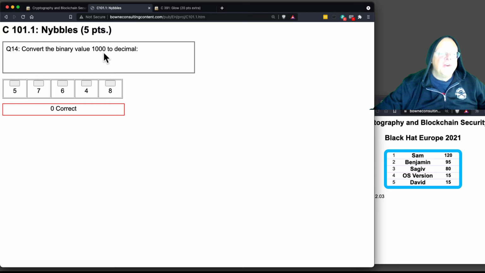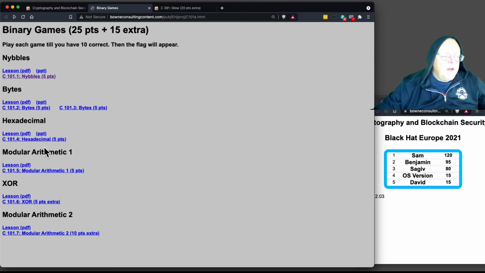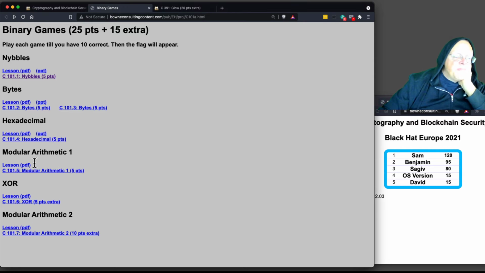This is 1, 0, 0, 0, so this is the number of 1s, number of 2s, number of 4s, and number of 8s. So that's an 8, no 4, 2, and 1, so that's 8. And that's 0. And after you get, I think, 5 or 10 in a row correct, then you see a flag. So that's how these work, and you can turn in those flags in the usual system. But the modular arithmetic is the part that a lot of people are not familiar with.